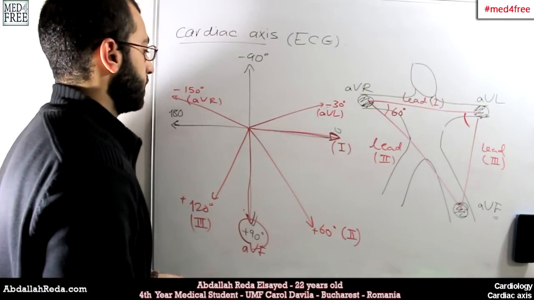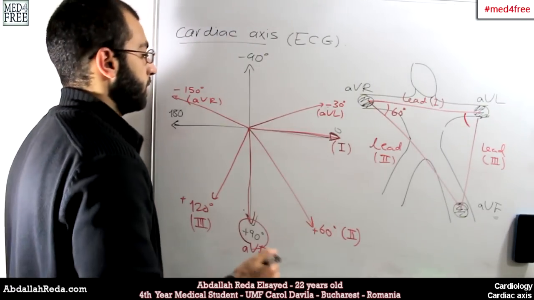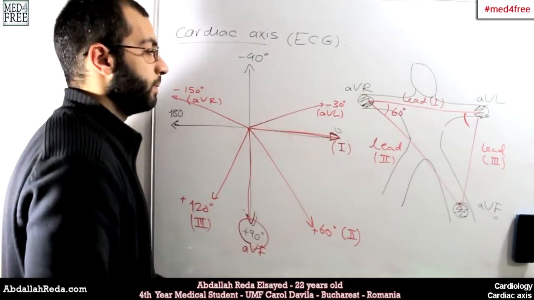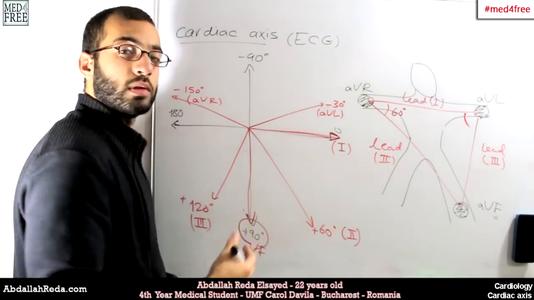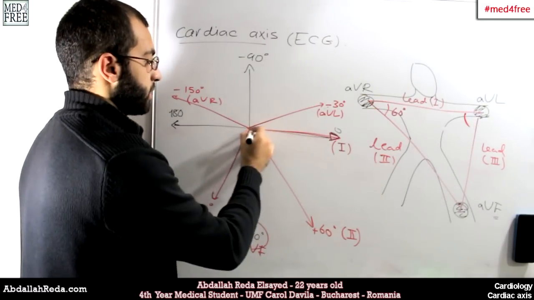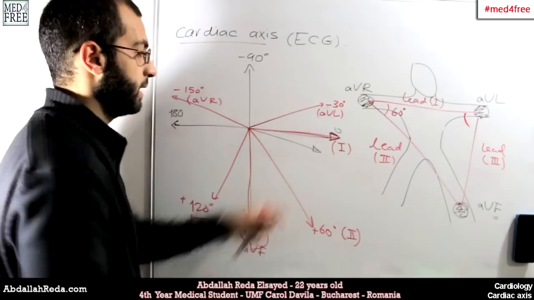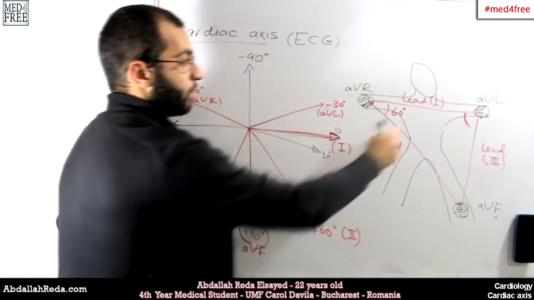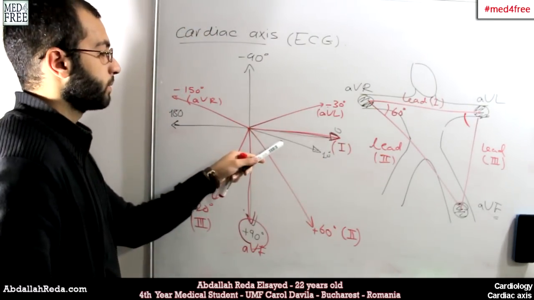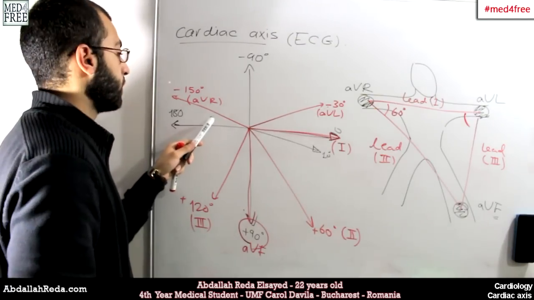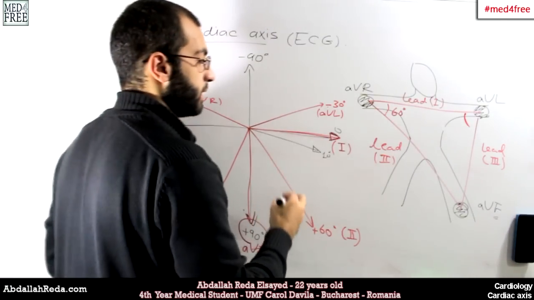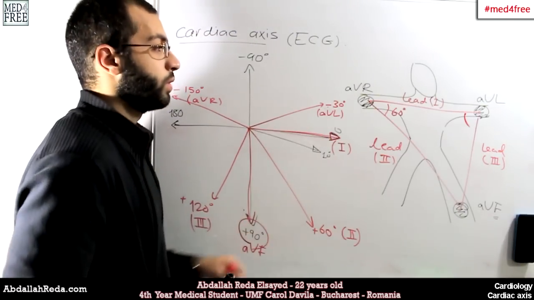The idea of this plotting is that the cardiac axis will be closer to a vector if the summation of the electricity or the voltage is very close to that vector. For example, if the axis is here, let's say at 10 degrees, that means that the cardiac vector is very close to lead 1. And it's nearly perpendicular on AVR. And that would mean that the vector is equiphasic.